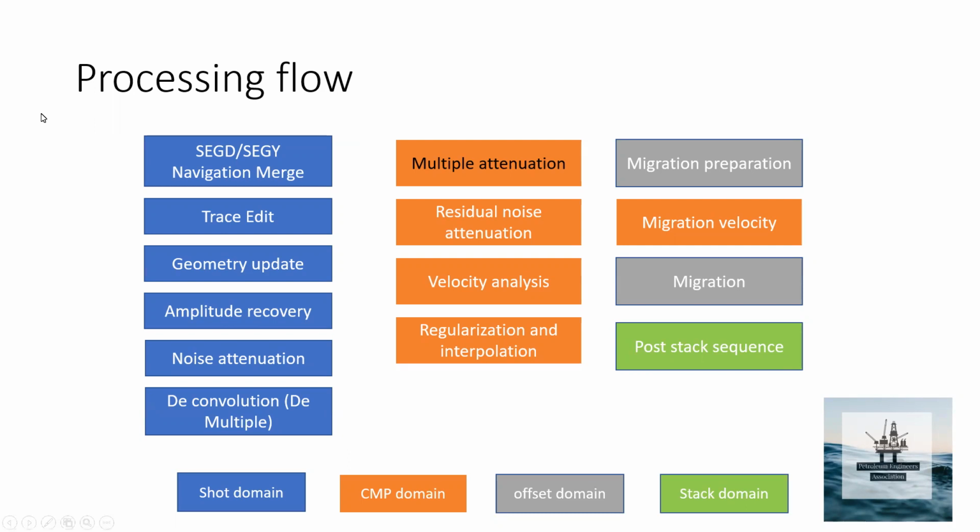The processing flow starts with reformatting the data. The reformatting process is to read the data from SEG-Y or SEG-D format to the internal service company format. After this, you do trace editing, geometry update, amplitude recovery, noise attenuation, deconvolution, multiple attenuation, velocity analysis, regularization, then migration velocity, migration post-stack sequence. For our workshop, we will go through a few of these steps, not all.